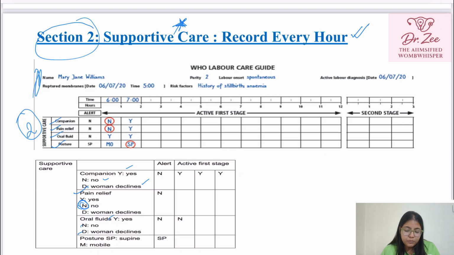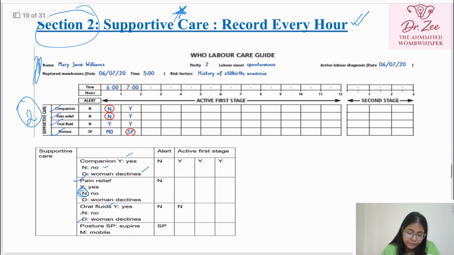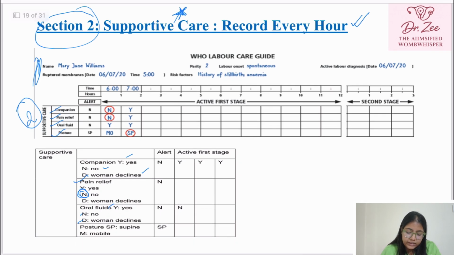And posture is supine or mobile. So SP is supine, M is mobile. The patient should be mobile. She should not be lying in the bed the whole time during labor. Okay, so she should be mobile. That will help her in progression of labor. Okay, so you record it every hour.